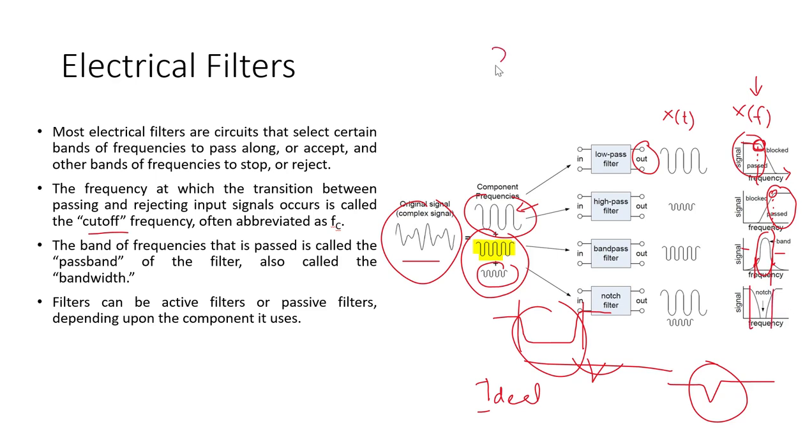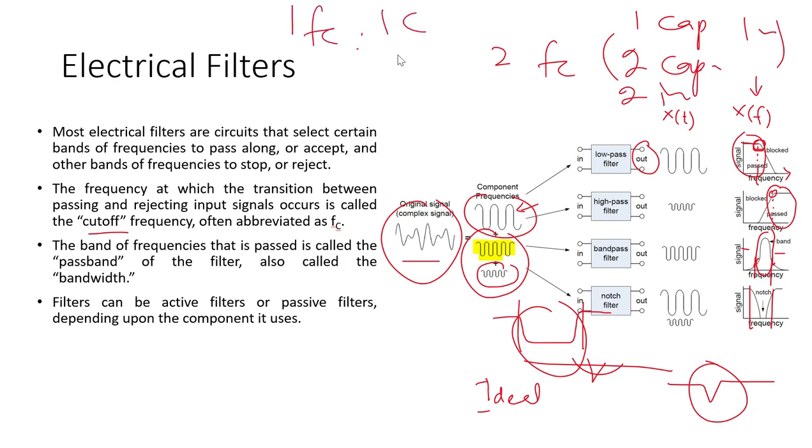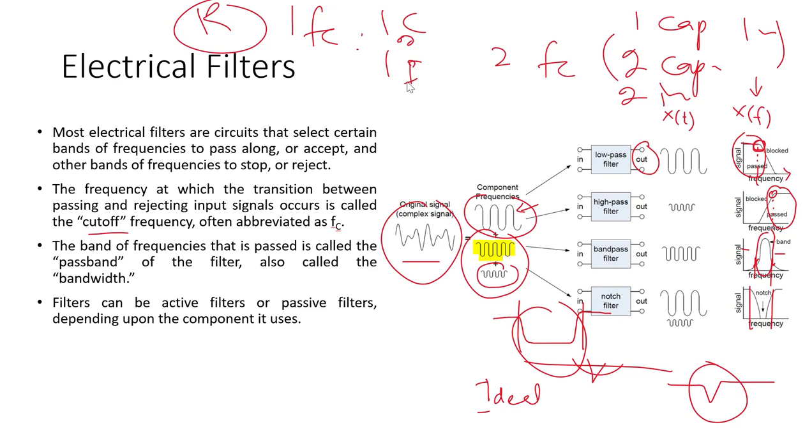Two cutoff frequencies means that we have two capacitors or two inductors or one capacitor, one inductor. One FC means that we have one capacitor or one inductor, and of course some resistor for voltage drops. So, two cutoff frequencies, two components; one cutoff frequency, one component. The band of frequency that is passed is known as the pass band. So, pass band is what we will get on the output. The frequencies that are rejected are known as the rejected bands.